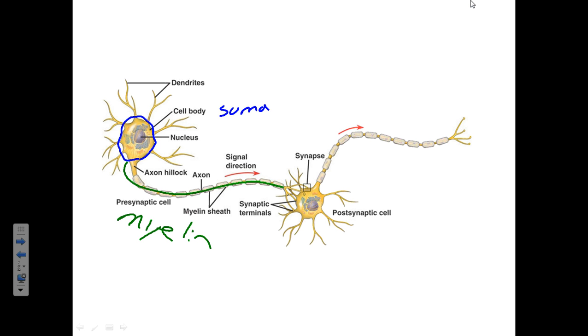Eventually, though, this nerve, the one on the left, is going to connect to another nerve or some kind of muscle. And what's that connection called? It's called synapse. Do they actually touch? They don't. There's a little gap, and that little gap is actually what's called the synapse.